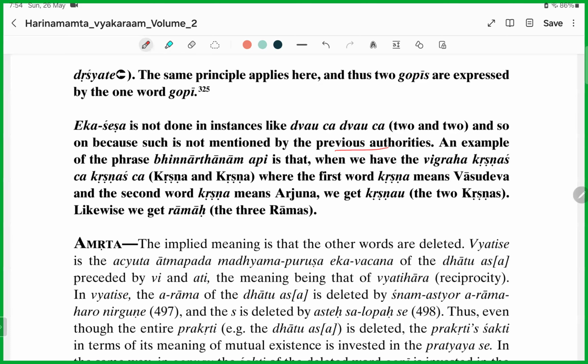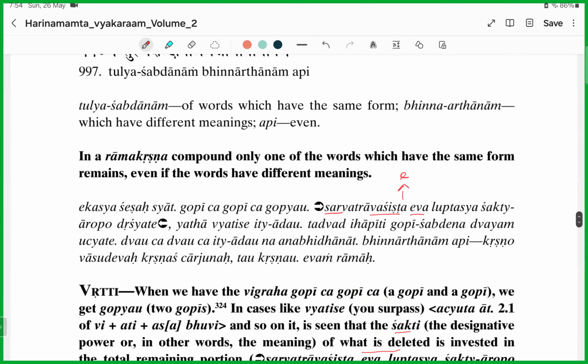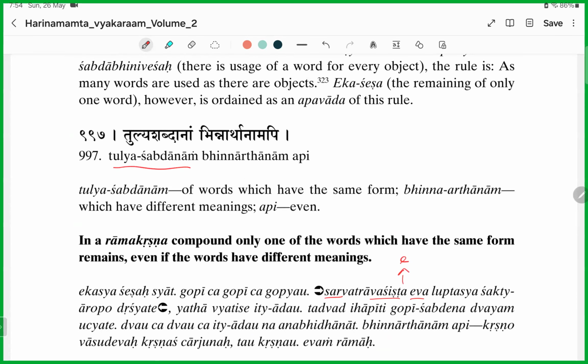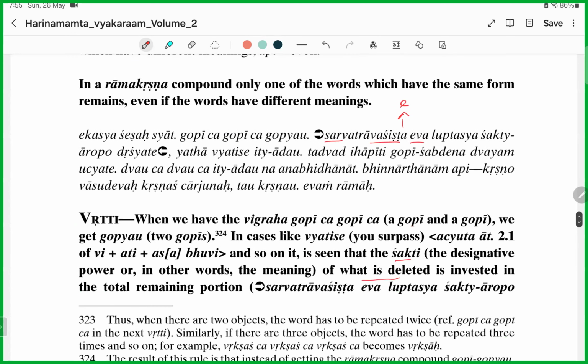An example of the phrase bhinnarthanamapi is when we have the vigraha krishnascha krishnascha, Krishna and Krishna, where the first word Krishna means Vasudeva and the second word Krishna means Arjuna, we get Krishna. Likewise, we get Rama, the three Ramas. So even if the meanings are different, but the word is the same, we also go for ekashesha samasa. Like in gopicha, gopicha, the meaning was also the same. Tulya shabdanam means words which have the same form, and bhinna arthanam means even if the meanings are different, we still do the ekashesha samasa.